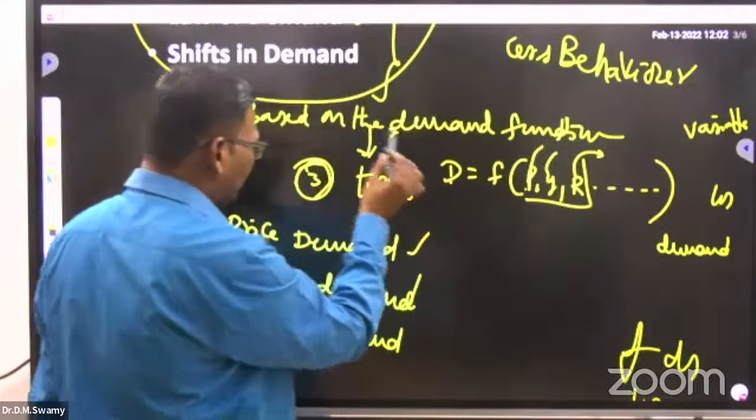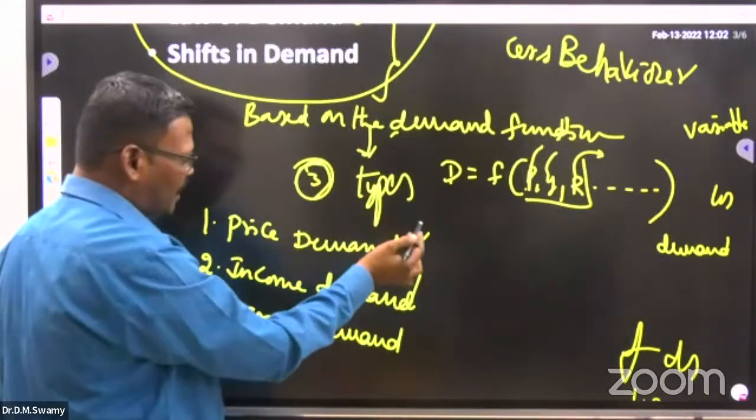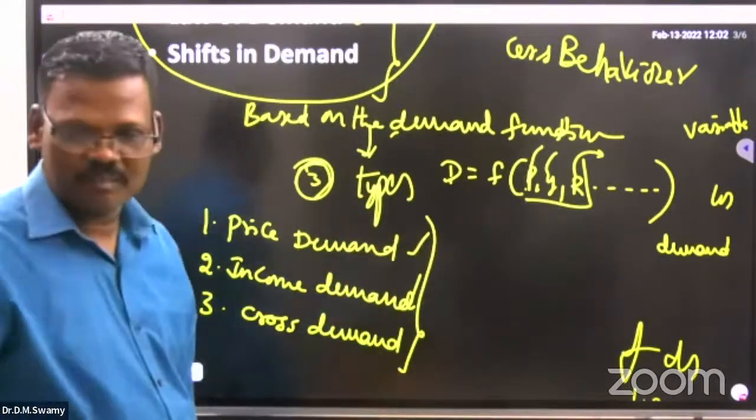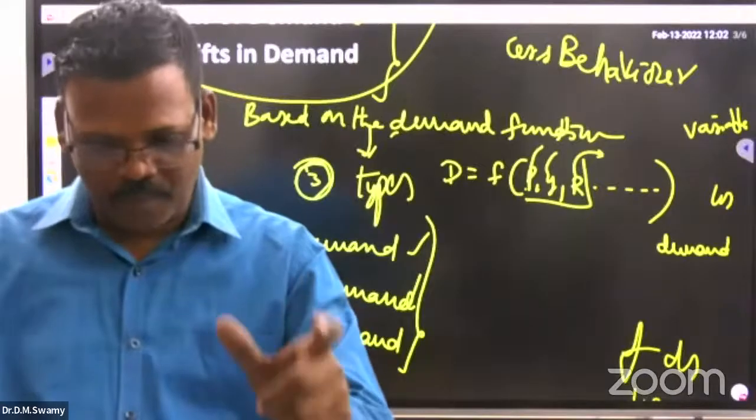So here, the demand, based on the demand function, demand divided into three categories. First, please mute yourself. Okay, sir.